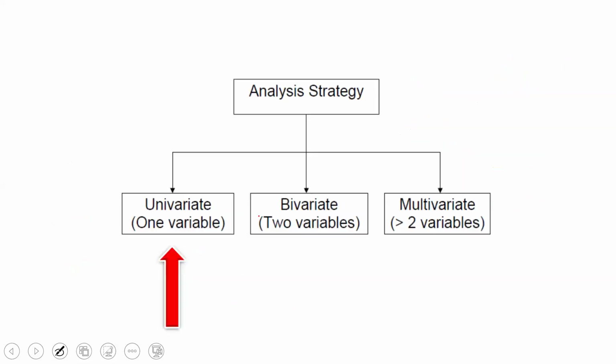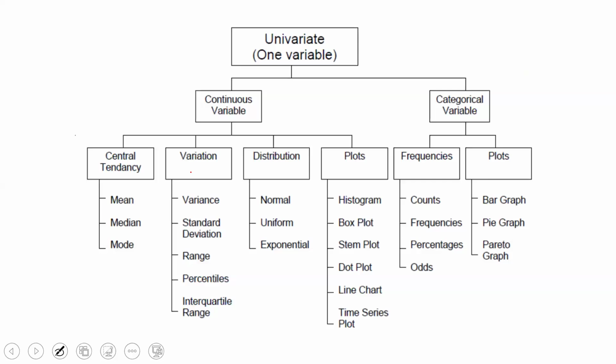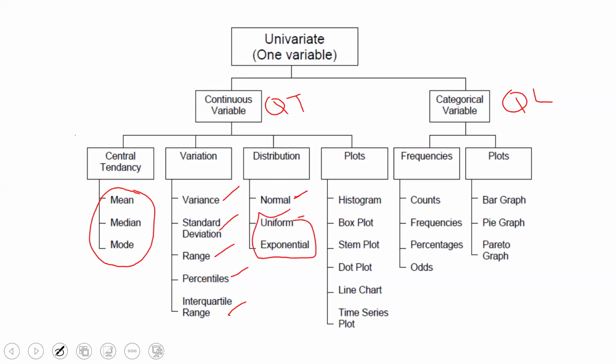So this is the analysis strategy. I shared this slide with us during the last class. This is where we spoke about descriptive analysis, where we are working with one variable, and then we went through most of these examples when you have a continuous variable, when you have a categorical variable. The continuous variable is the quantitative variable, the categorical variable is the qualitative variable. And I remember we spoke about mean, median, and mode. We spoke about variance, standard deviation, range, percentile, interquartile range, and then we spoke about the normal distribution. I'm sure we didn't discuss this. And then we went to plots.